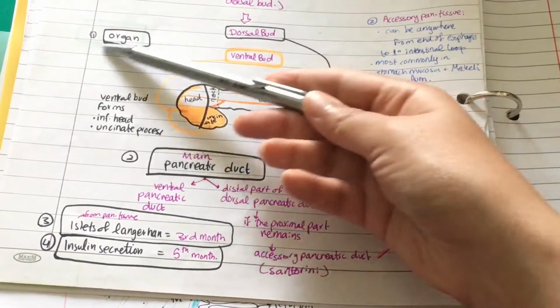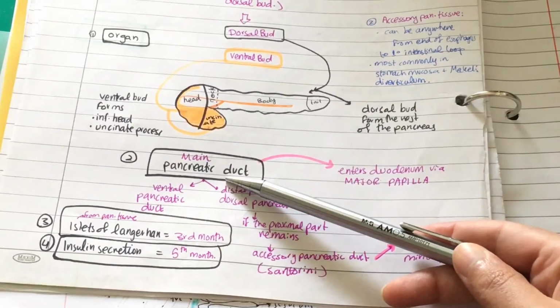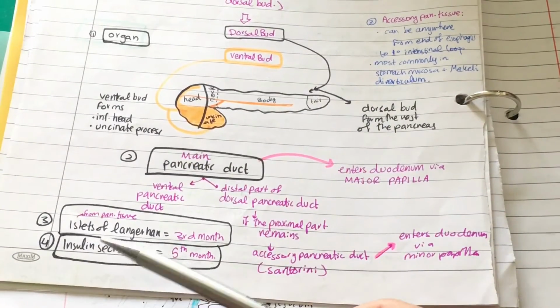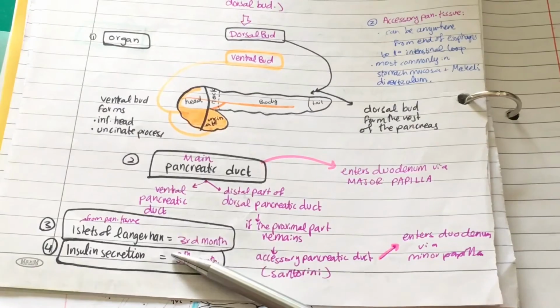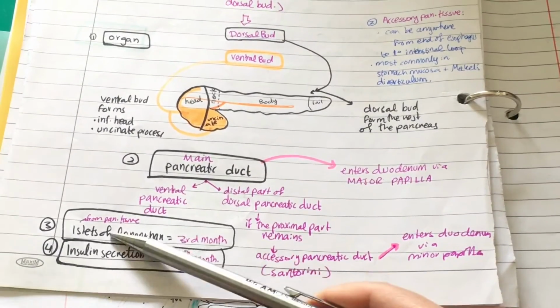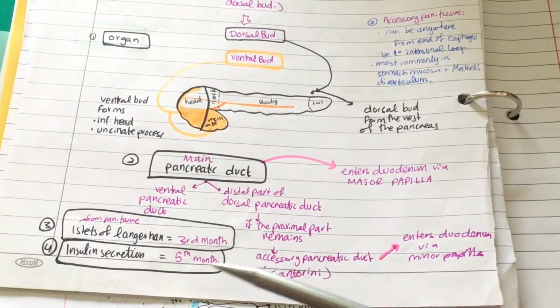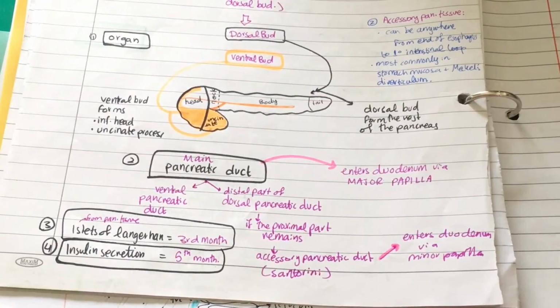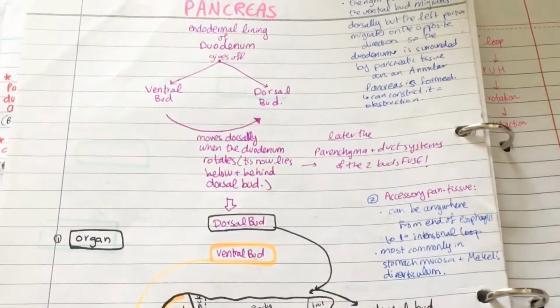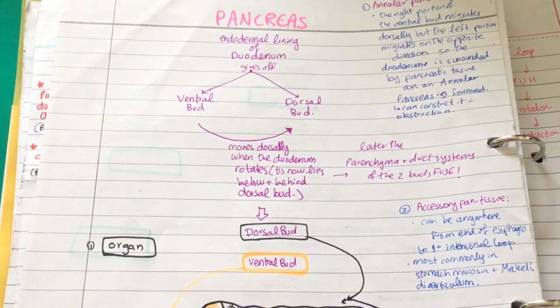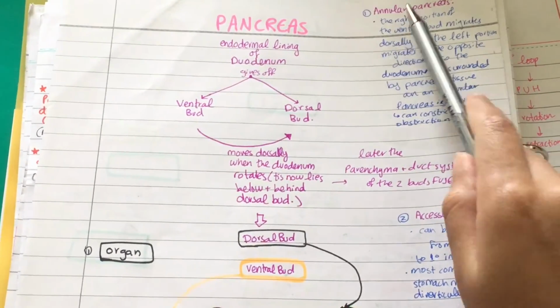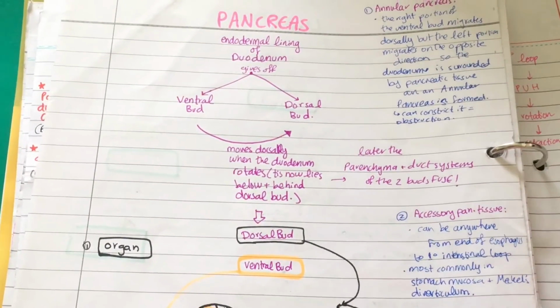Okay, so we formed the organ, we formed the main pancreatic duct. Now we have the formation of the islets of Langerhans, which form in the 3rd month from the pancreatic tissue, and insulin secretion starts at about the 5th month. Now the anomalies, the number one being the annular pancreas, which is kind of like a ring.